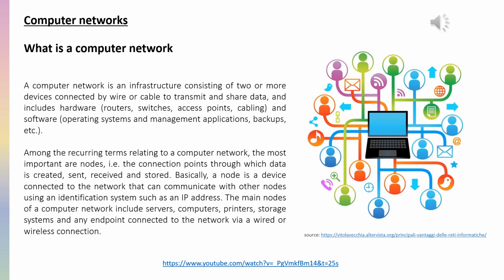Among the recurring terms relating to a computer network, the most important are nodes, i.e. the connection points through which data is created, sent, received, and stored. Basically, a node is a device connected to the network that can communicate with other nodes using an identification system such as an IP address. The main nodes of a computer network include servers, computers, printers, storage systems, and any endpoint connected to the network via a wired or wireless connection.